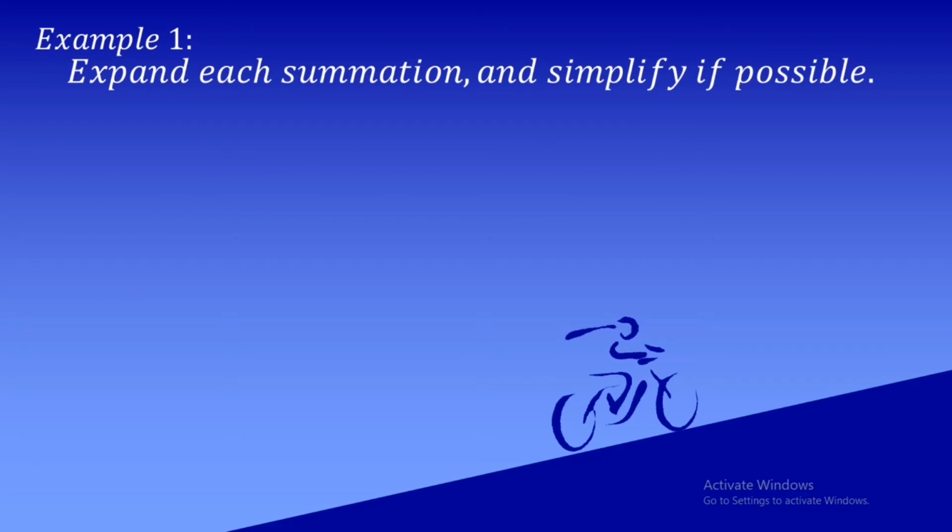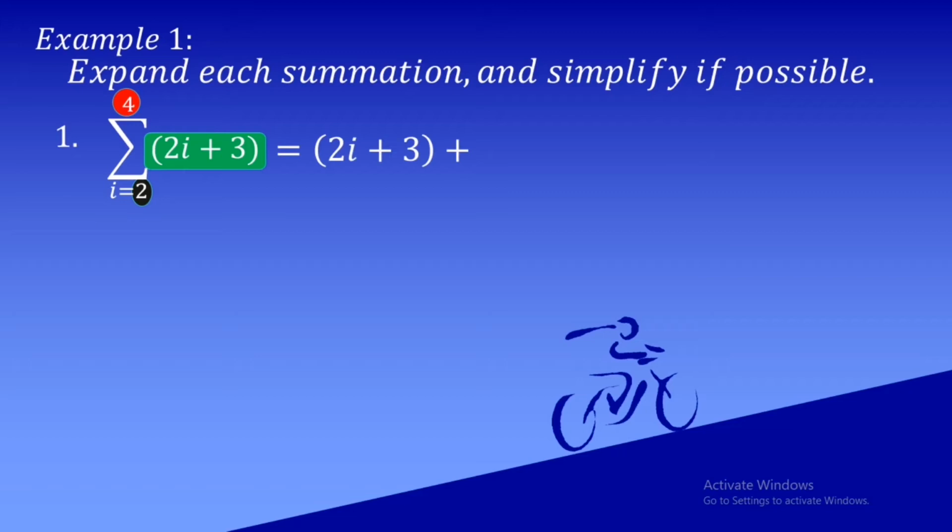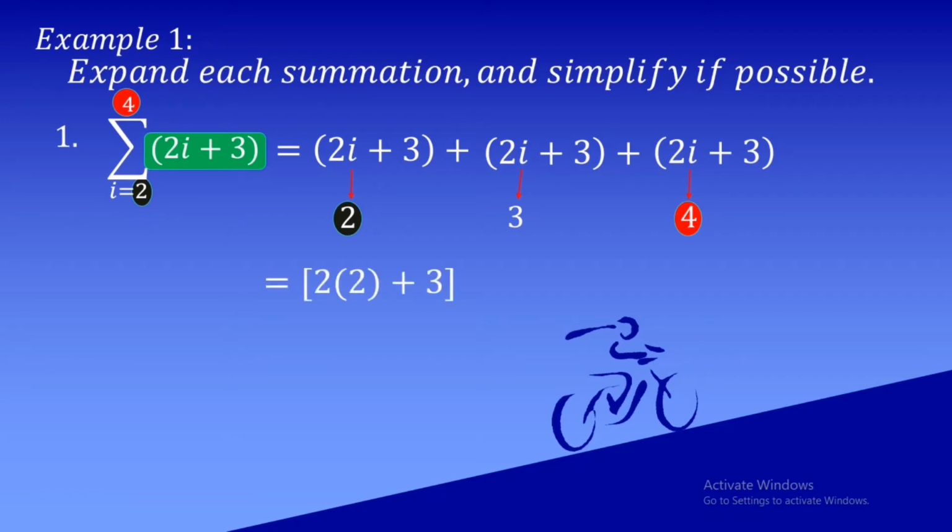Okay, so let's do our first example. Example number 1: expand each summation and simplify if possible. So number 1, the summation of the quantity 2i plus 3 from i is equal to 2 to 4. So the formula of the term is 2i plus 3, and 2 is the lower bound and the upper bound is 4. Then copy the formula, that is 2i plus 3, and it will start with our lower bound, that is 2. Then just continue, copy the term of the formula 2i plus 3 up to the upper bound, that is 4. Then substitute the value of i.